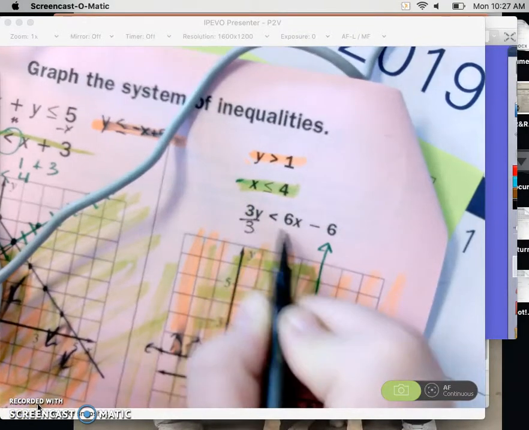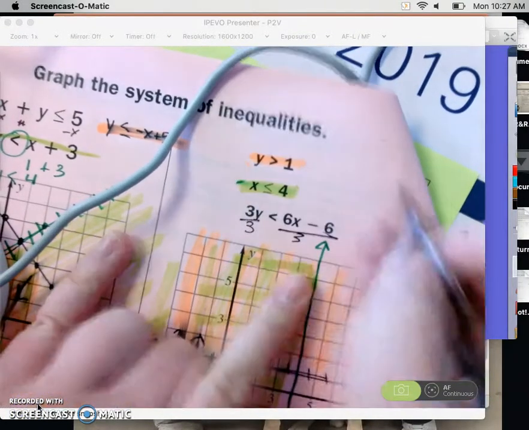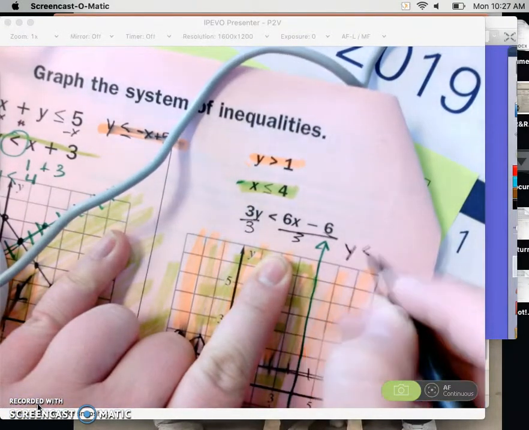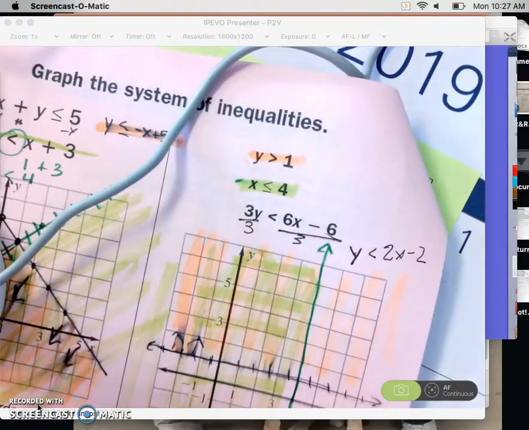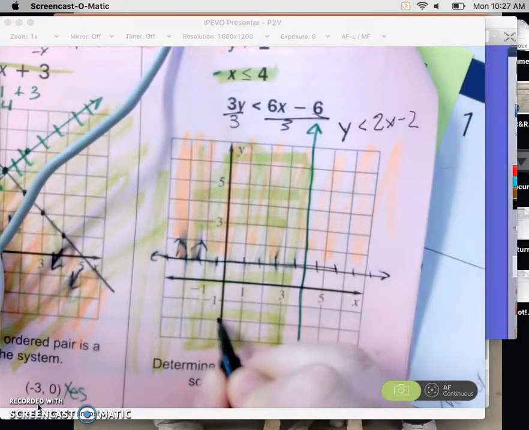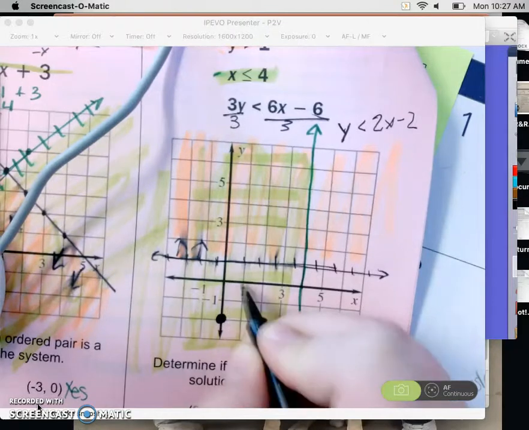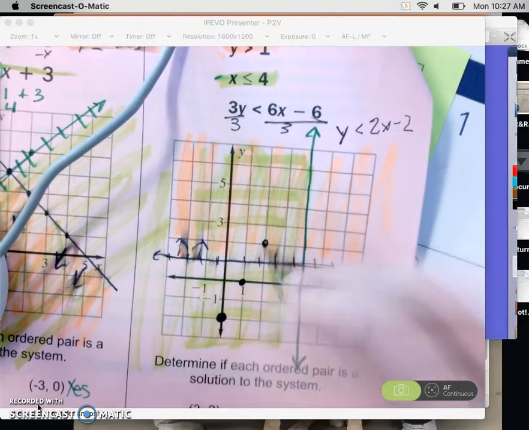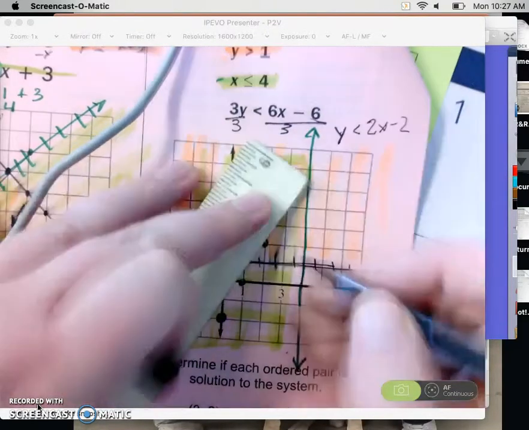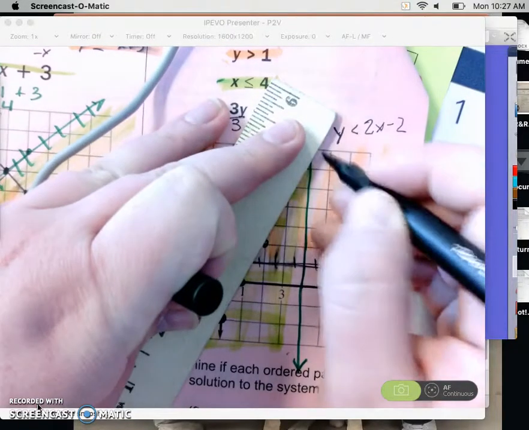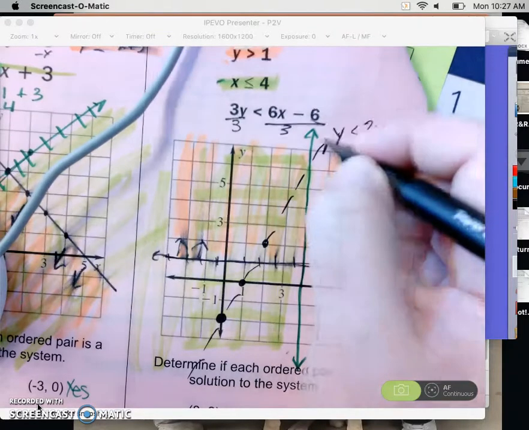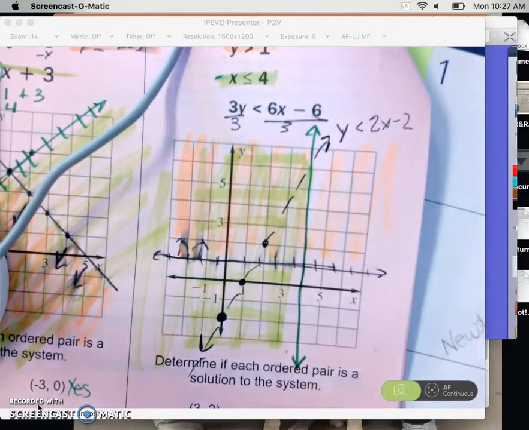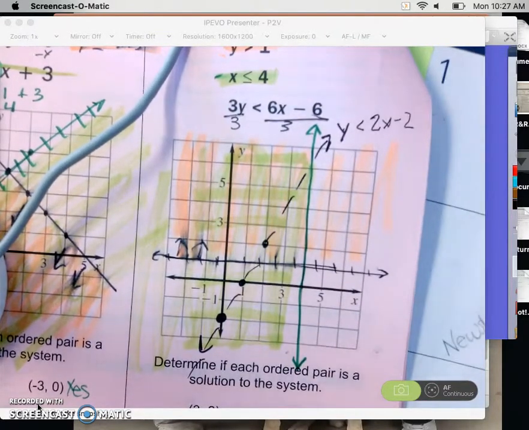Okay, and then our last one, we're going to divide everything by 3. So we have y is less than 2x minus 2. So my first point is the y-intercept at -2. And then up 2 over 1. Up 2 over 1. It is a dotted line, so I'm going to try and get that first. First time ever doing it. Okay, and then I do need another color.